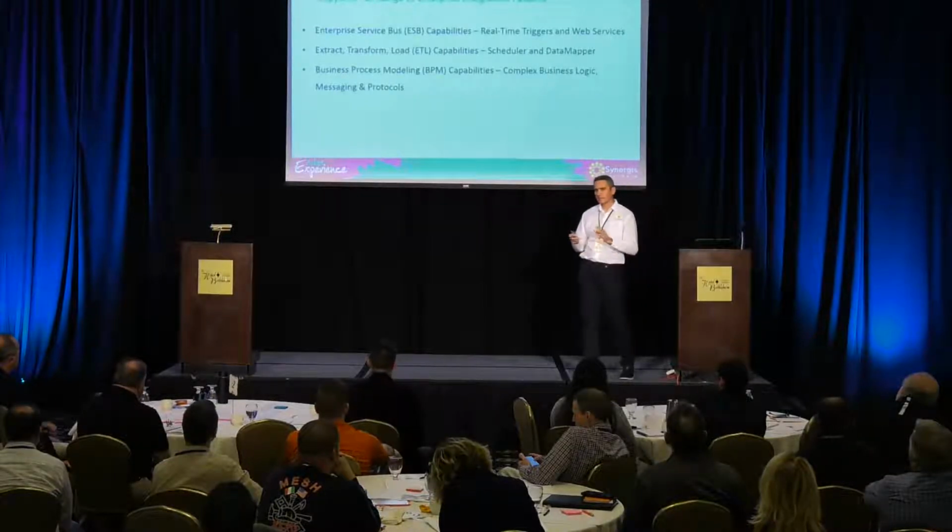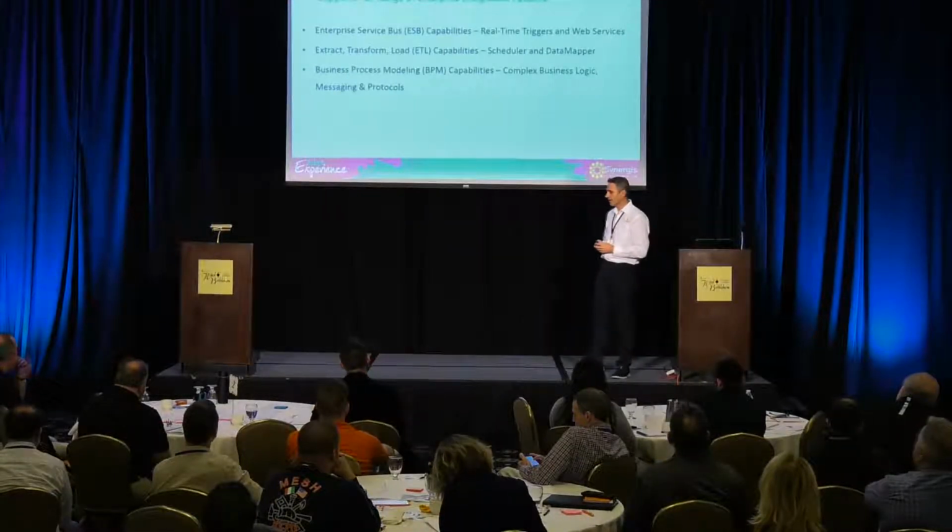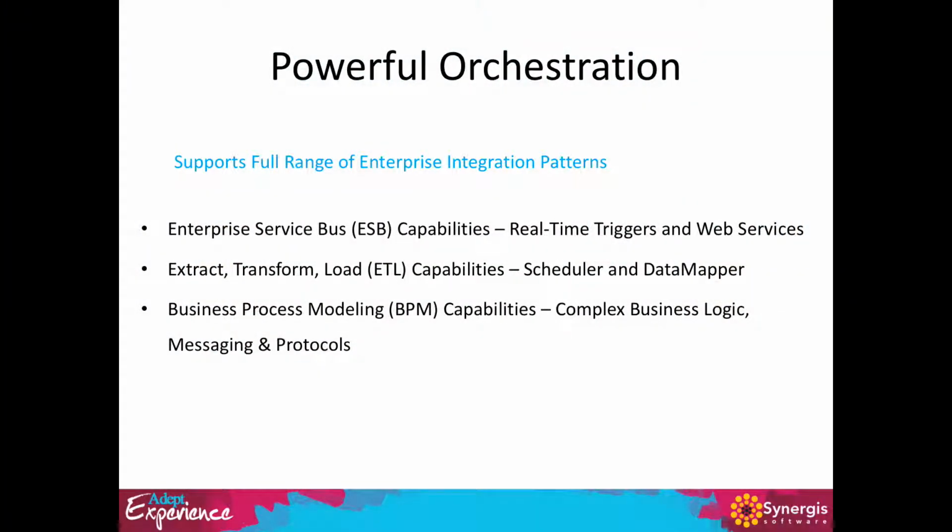So taking on a little bit more of a deeper dive, I'm sure you've heard of acronyms such as ESB, ETL, and BPM. So let me talk to you a little bit about what each one of these are. ESB is what we call Enterprise Service Bus. It really gives you the ability to do those real-time triggers. Gives us the ability to poll systems, to schedule certain actions. ETL is extract, transform the data, and put it into something else.